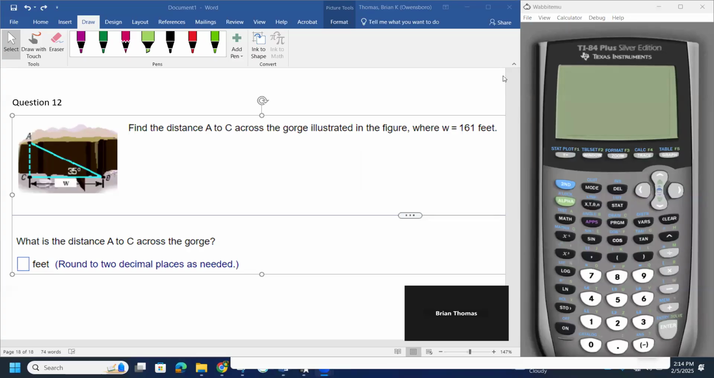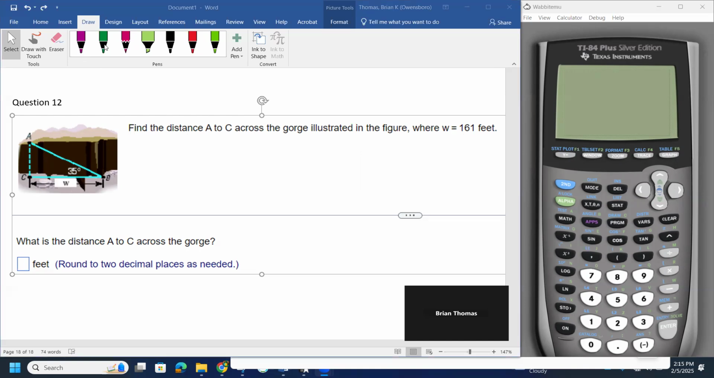So trigonometry comes in handy when we can't actually measure certain distances. So for instance, find the distance A to C across the gorge illustrated in the figure where W equals 161 feet. So notice that W is from C to B.